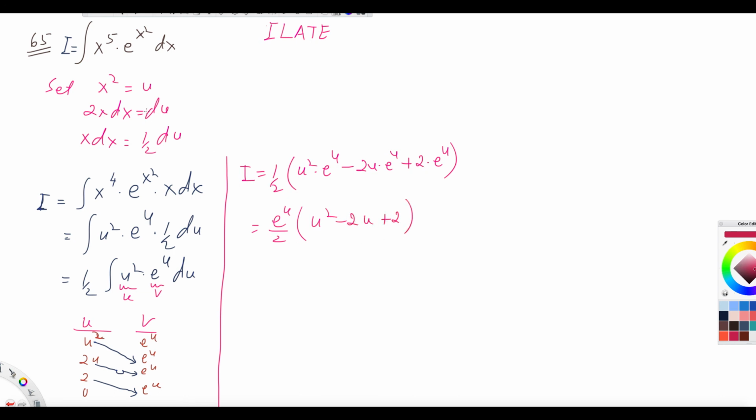Now what is u though? u is x squared. Let's plug that in. 1/2 e to the x squared times x to the 4 minus 2x squared plus 2. That is the final answer.